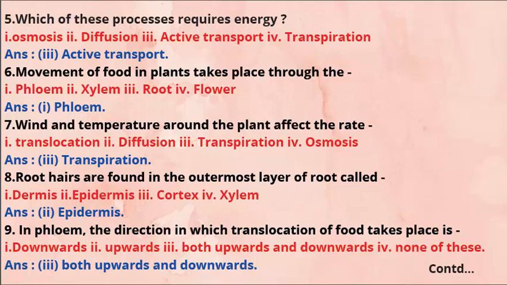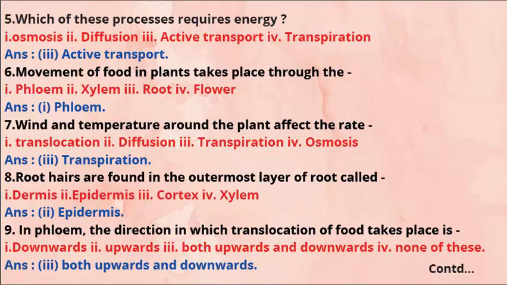Number 7, wind and temperature around the plant affect the rate of which of these processes? Number 1, translocation. Number 2, diffusion. Number 3, transpiration. Number 4, osmosis. Answer is transpiration. Wind and temperature both affect the rate of transpiration. When the wind blows faster, the transpiration rate increases, and when the temperature is higher, then also the transpiration rate increases.